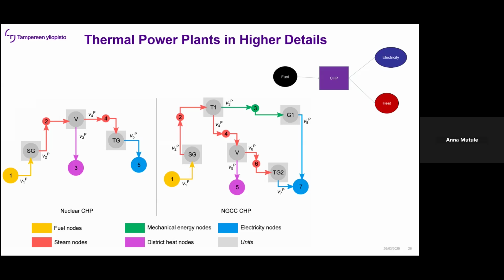This detailed representation captures the internal dynamics and interdependencies of CHP units, allowing the model to reflect the operational flexibility of the system, which is particularly important when integrating them into systems with a high share of renewables.